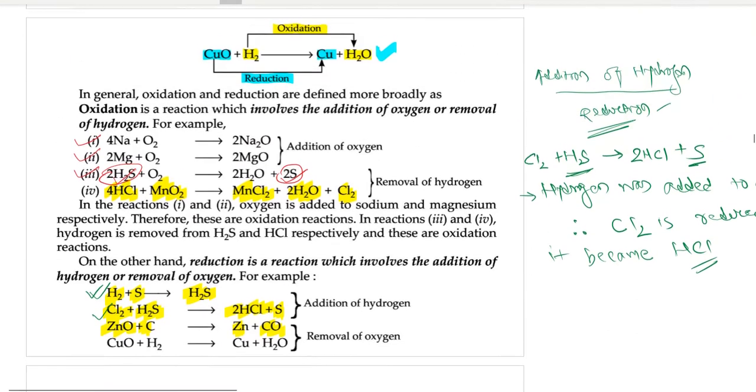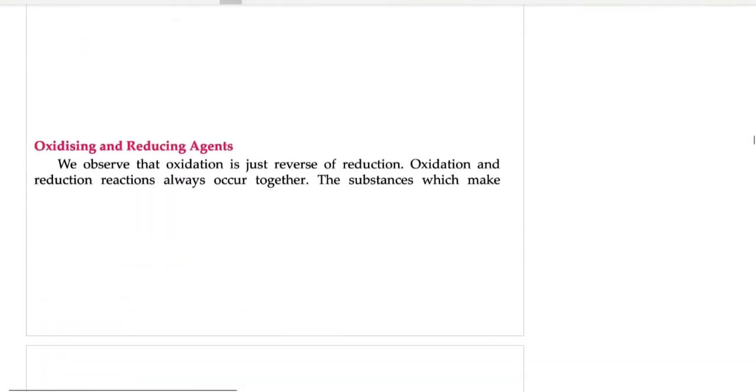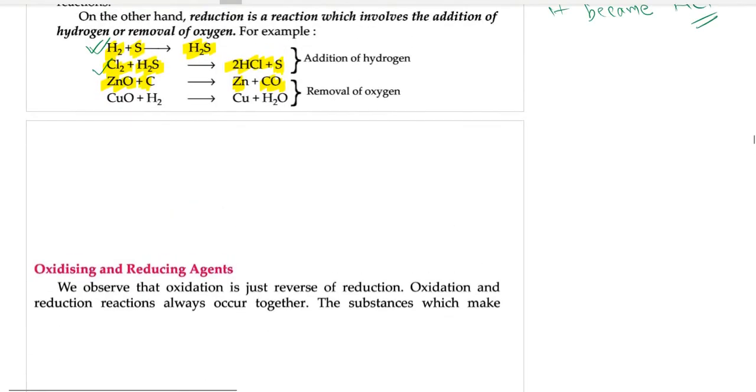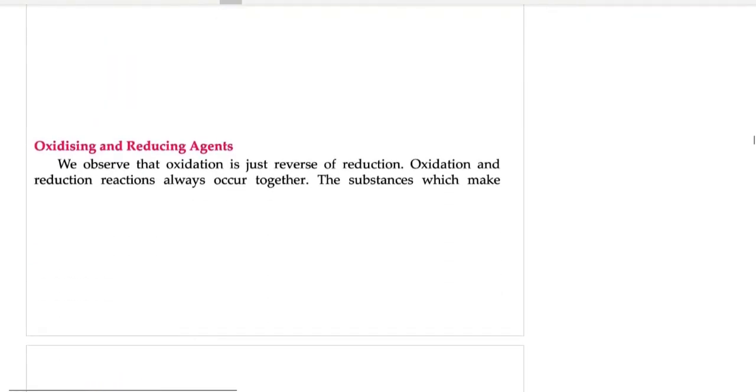Okay, so these were the examples of oxidation and reduction reactions. We have studied them in detail. Now let's look at two more new terms, oxidizing and reducing agents. So let's understand them. Let's understand oxidizing and reducing agents. What is an oxidizing agent?